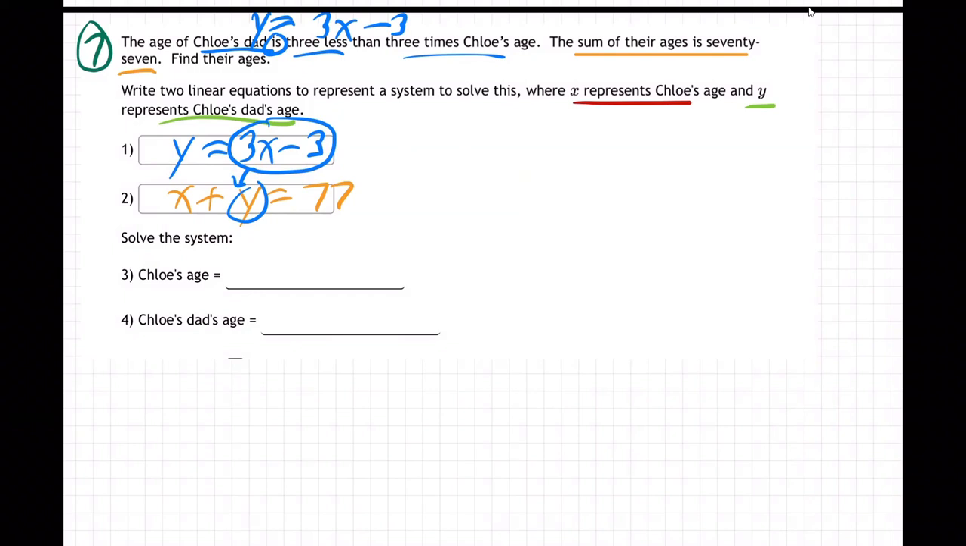So then what do you get? This becomes X plus, and then what is Y? 3x minus 3 equals 77. That makes sense right here. I plugged in 3x minus 3. All right, let's finish it up. X plus 3x, that's 1x and 3x. That's 4x, isn't it?